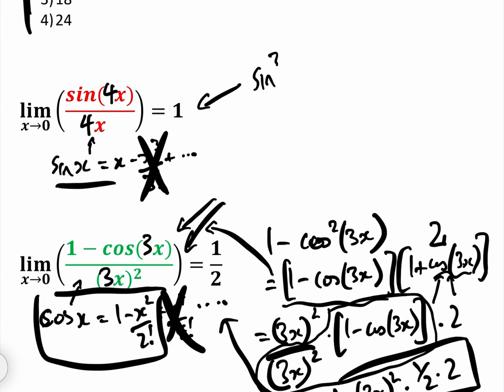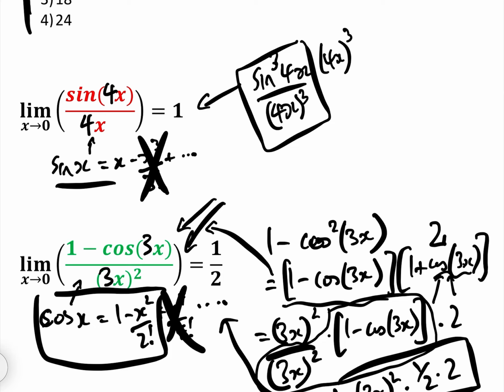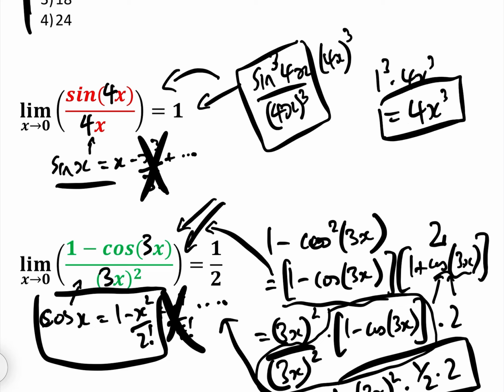Sine cubed 4x. We need to get it in the form sine x over x. So let's divide by 4x cubed and multiply by 4x cubed. And then this bit here, we know this will be equal to 1 cubed times 4x cubed, which clearly is 1 times 4x cubed. So that's 4x cubed there.